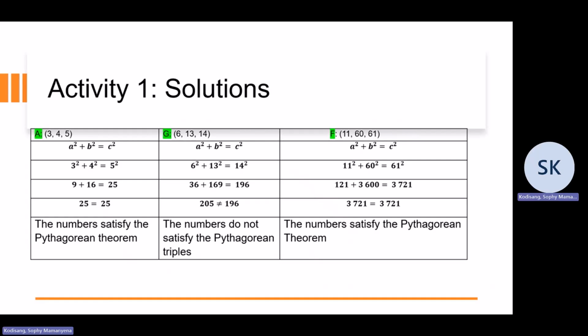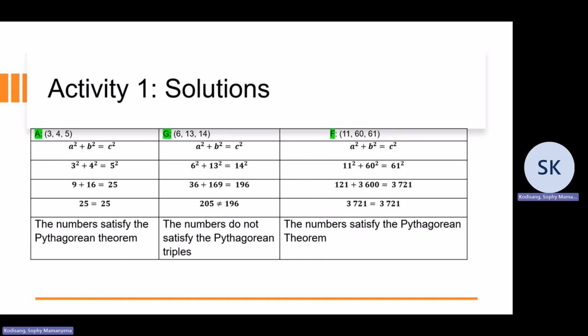Number A, we are given 3, 4, 5 as the 3 numbers. For G, we have 6, 13, and 14. And for F, we have 11, 60, and 61. Let's start with the first one. I still want to emphasize, learners, that once you are working with the theorem of Pythagoras, this formula is very, very key: a squared plus b squared is equal to c squared. And we have learned that the biggest number always represents the hypotenuse.